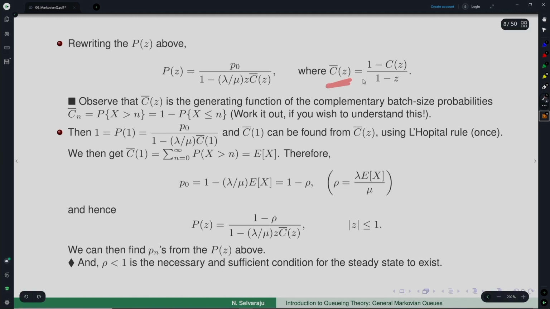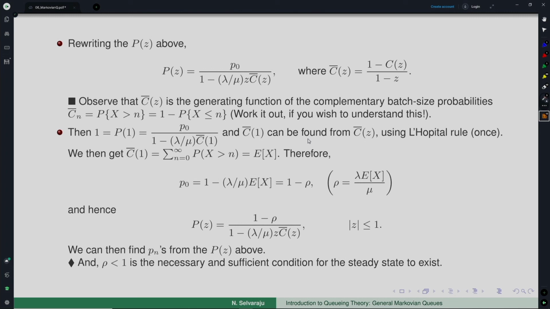Now, you observe that this C bar of Z, which is 1 minus C of Z by 1 minus Z, is the generating function of the complementary batch size probabilities, right. What are the complementary batch size probabilities? You take the cumulative distribution function and take its complement, which is C bar n, denoting the probability of X greater than n, which is nothing but 1 minus the probability of X less than or equal to n. So, C bar of Z is basically the generating function corresponding to this C bar n. So, C bar of Z is C bar n multiplied by Z to the power n, summed over n. You can simply work it out if you wanted to see this, otherwise it is not a very difficult one. And C bar is the complementary batch size probability.